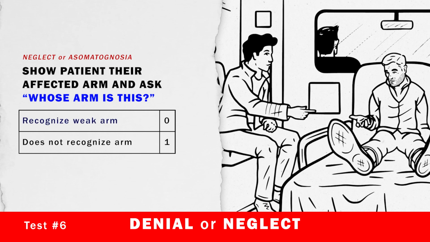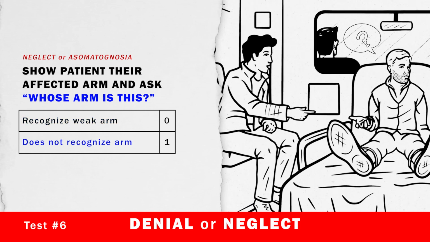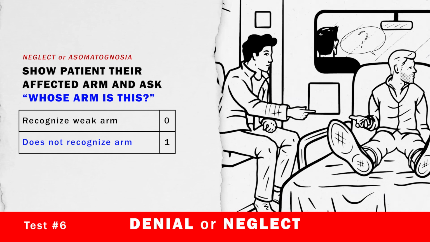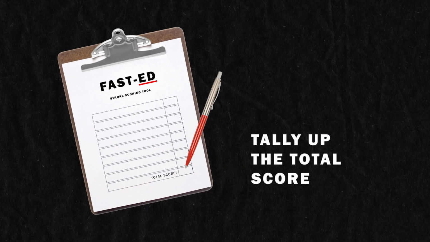If the patient recognizes their weak arm, no points will be added. If the patient does not recognize their weak arm, we will add 1 point. That will complete the scoring. Now we will tally up all of our points for a total score.